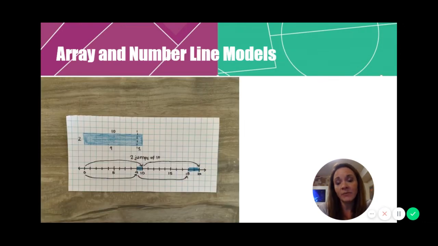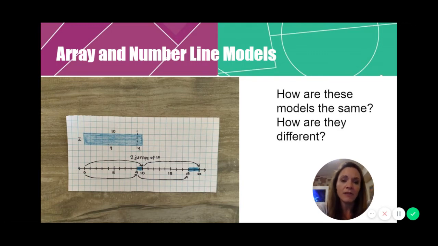Here we can see both an array model and a number line model modeling 2 times 10 and 2 times 9. Just like you did previously, I want you to think about how are these models the same and how are they different. Go ahead and pause the video for a moment to jot down some ideas or share your ideas with someone.